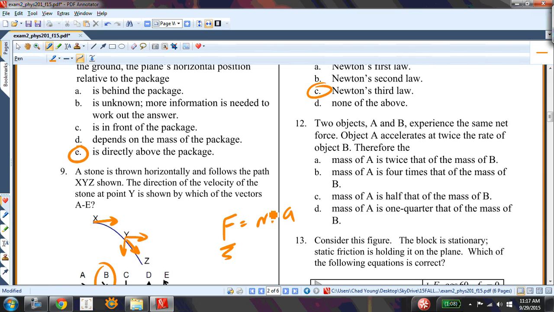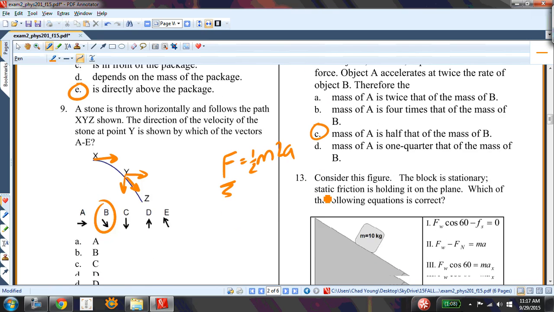F is the same for both. I have twice the acceleration for object A, so it must have half the mass. So the mass of A is half that of the mass of B.